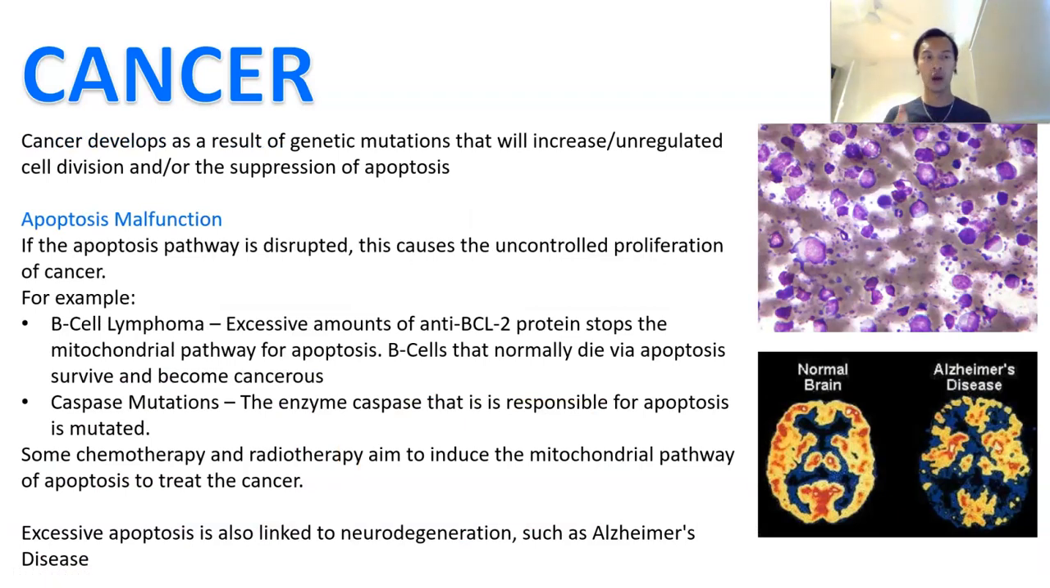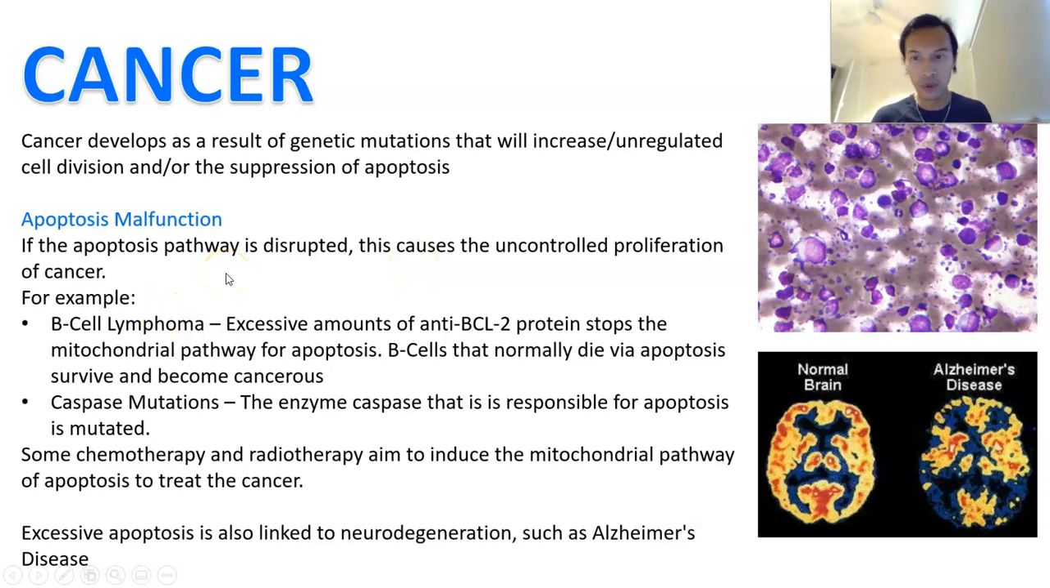So when we think of the pathways that cancer develops through, right? Usually cancer develops as a result of genetic mutations, right? These are going to either increase cell division or suppress apoptosis, right? And if you think about it, it makes sense. It's going to keep dividing or stop dying, right? And it just keeps going. When you have apoptosis malfunctioning, right, and the cell doesn't die the way that it's supposed to, this causes that uncontrolled proliferation of cancer that you see, right?